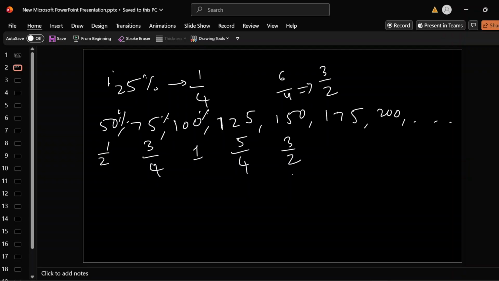In a similar way, 175%: 25 into 7, so 7 by 4. 25 into 8, 8 by 4, and 8 by 4 means 2. Okay. 50% value is 1 by 2. These are percentages and these are fraction values. 75% is 3 by 4. 100% is 1. 125% value is 5 by 4.